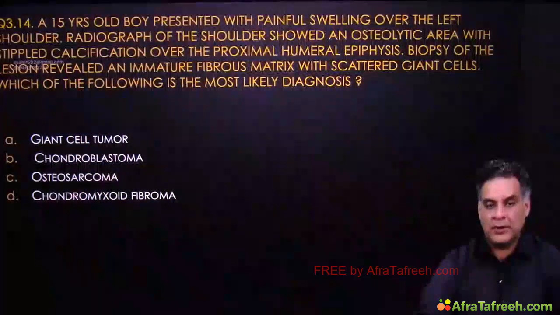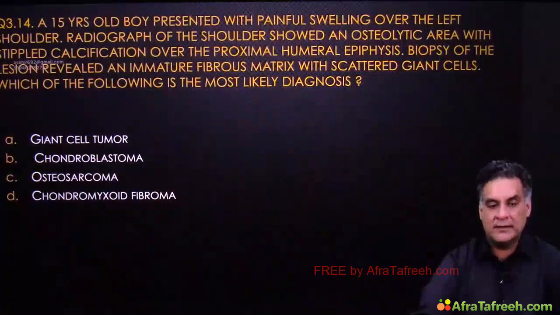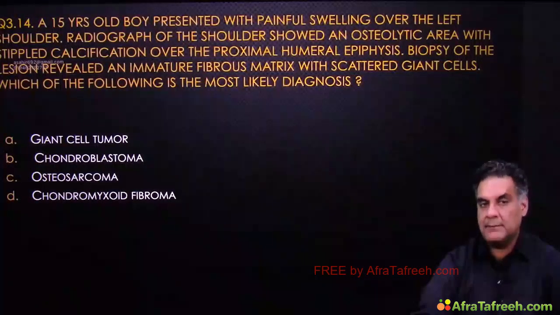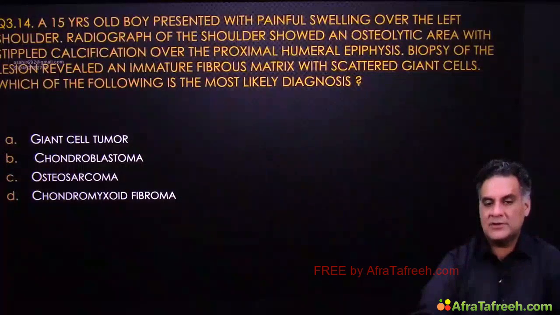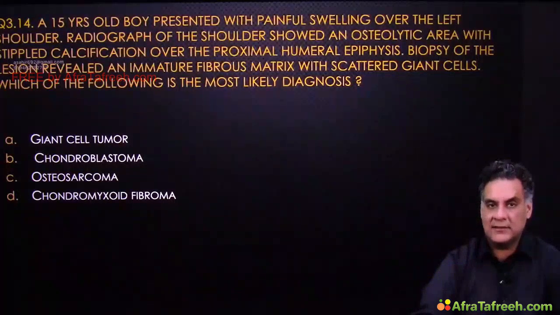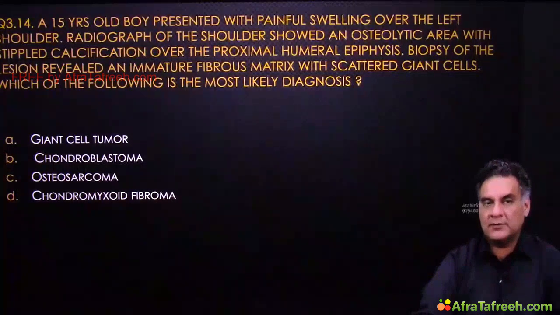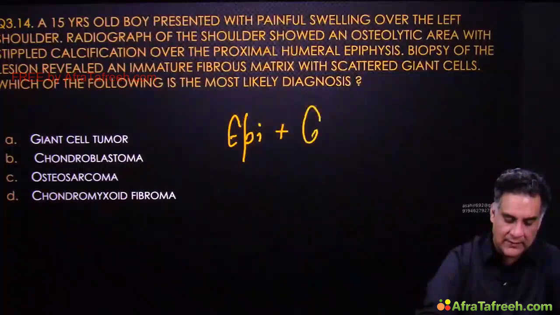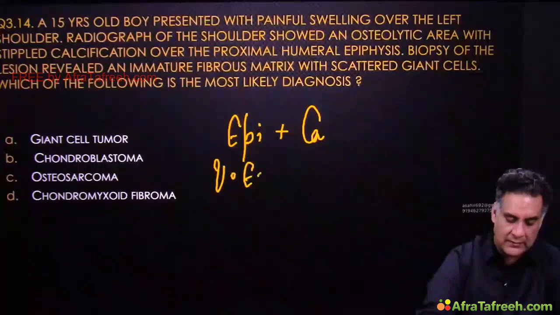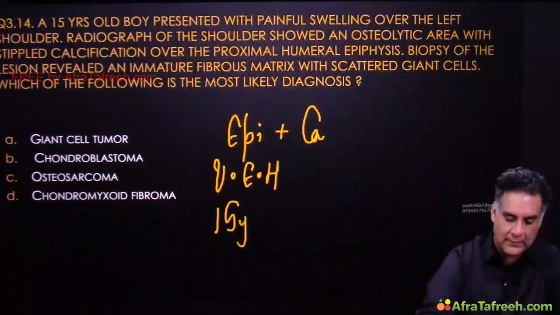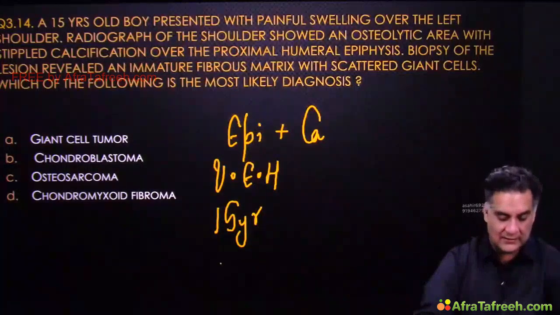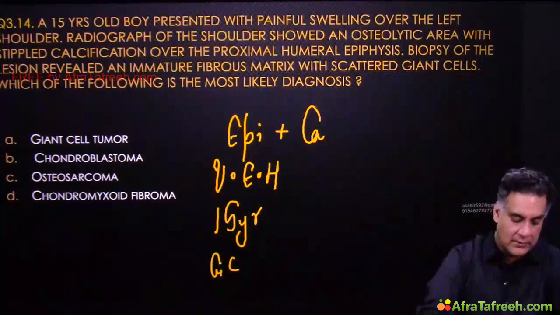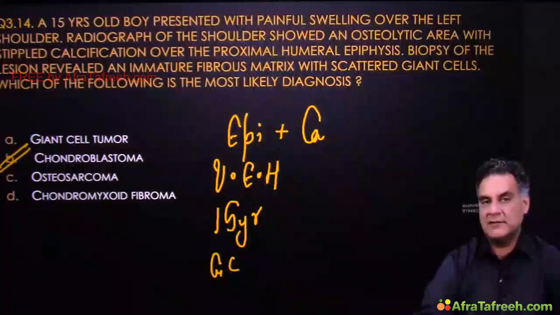A 15-year-old boy presented with painful swelling over the left shoulder. Before maturity, painful swelling. X-ray shows lysis with calcification over the proximal humerus epiphysis. Epiphysis plus calcification, upper end humerus, 15 years. The patient has giant cells. We are talking about chondroblastoma, which is a giant cell variant. That is why giant cells are there.